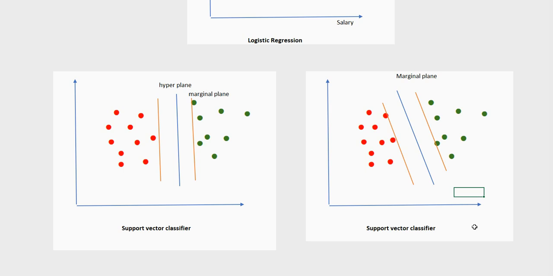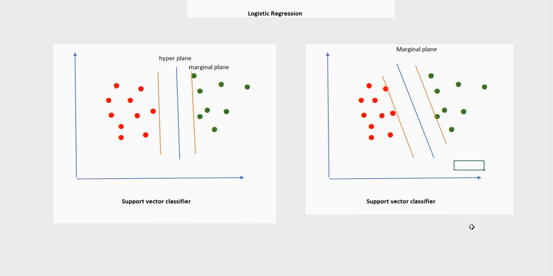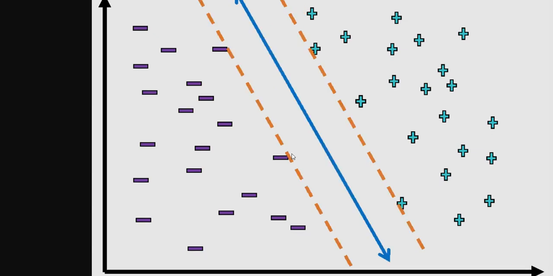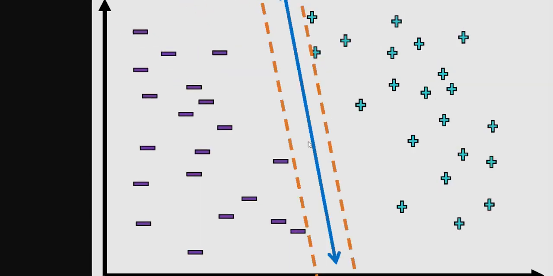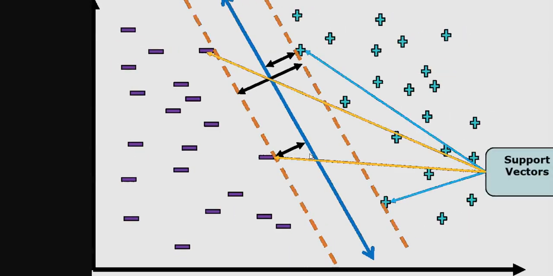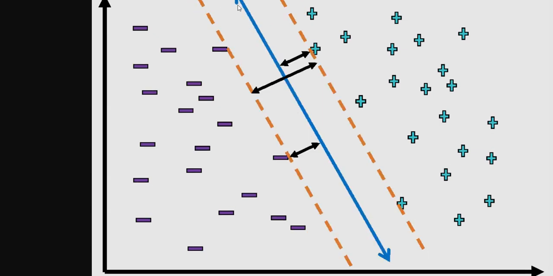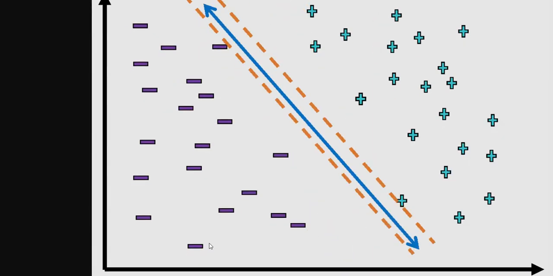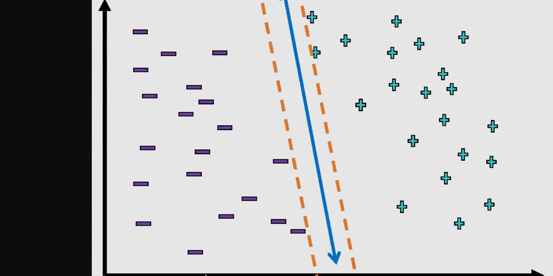I will quickly show you some animation, so it will really give you some idea. Okay, now you can see here how the machine actually maximizes the distance between the marginal planes. And if the machine gets the maximum distance, then it will assume, okay, that line is the best fit line. So like that it will try to maximize the distance between the marginal planes.